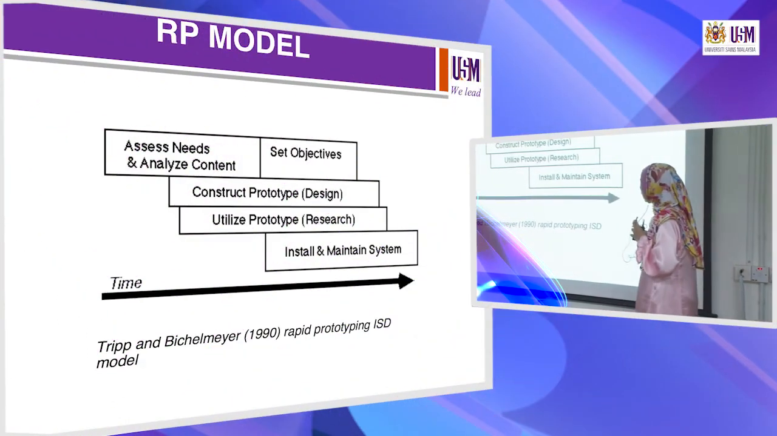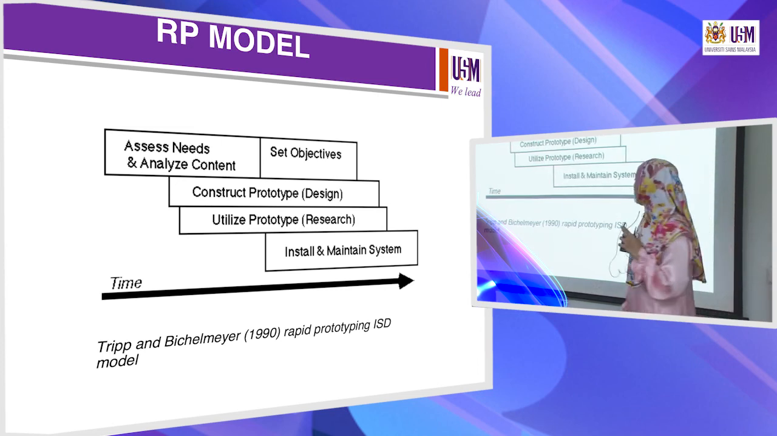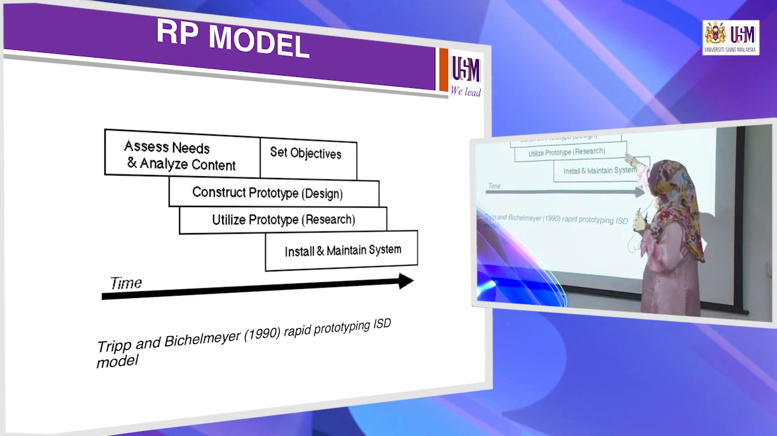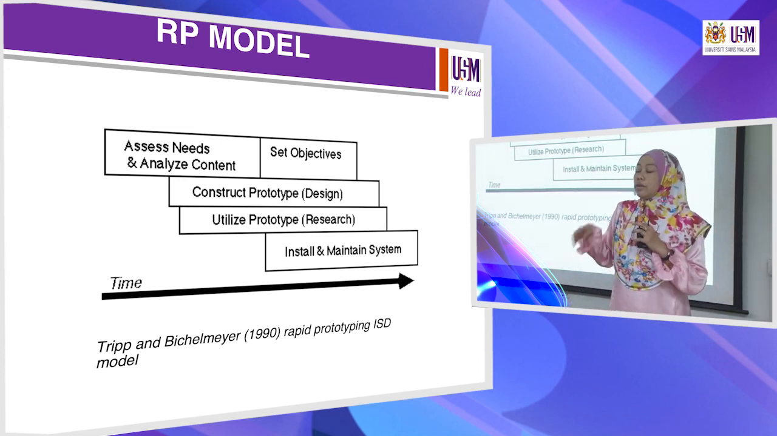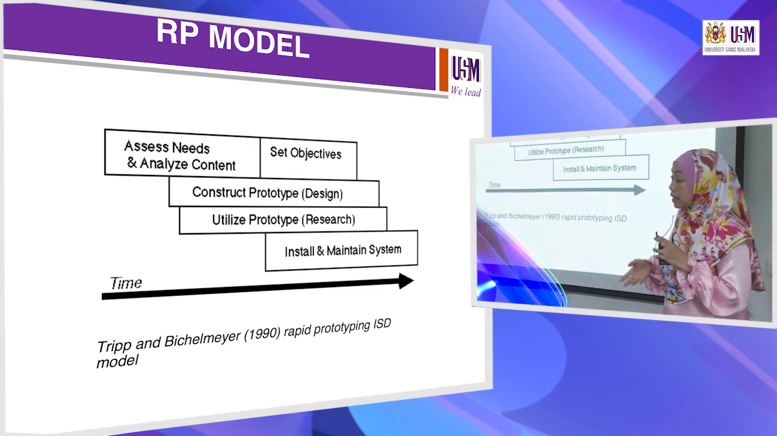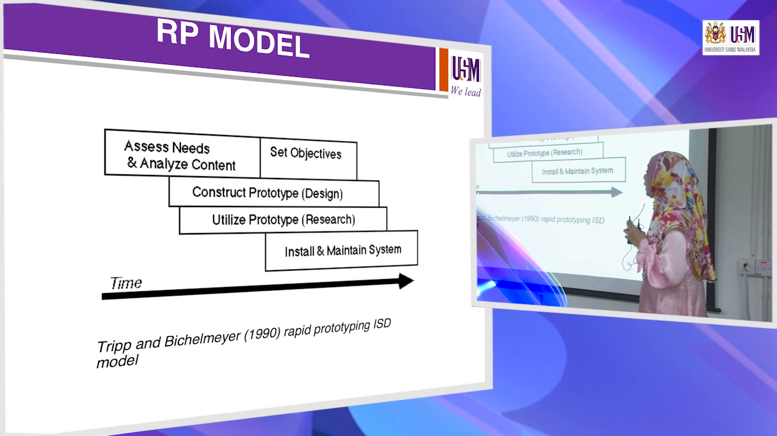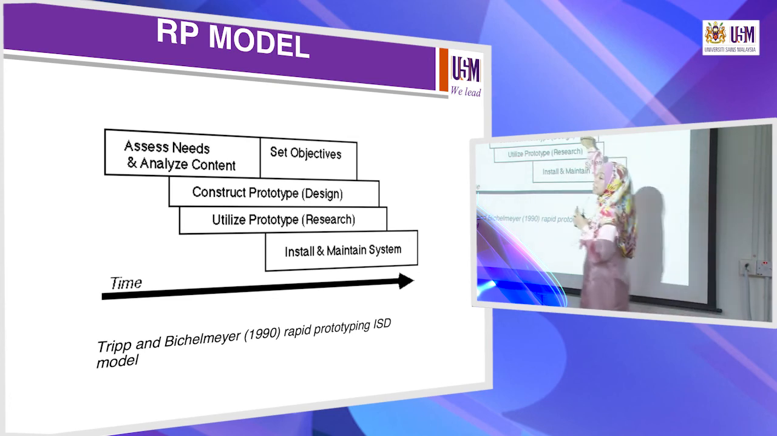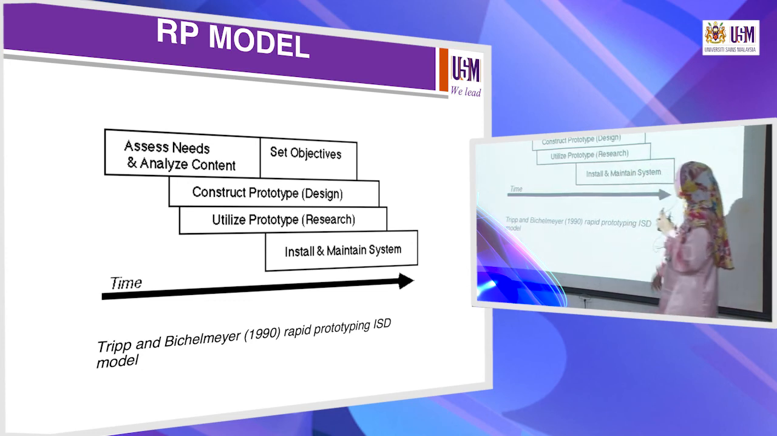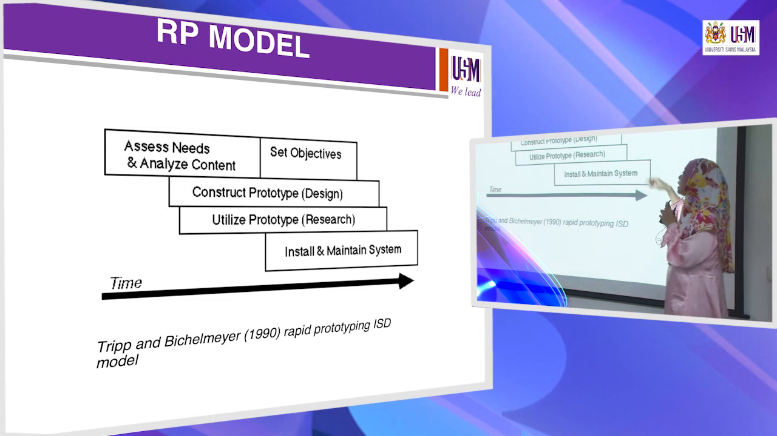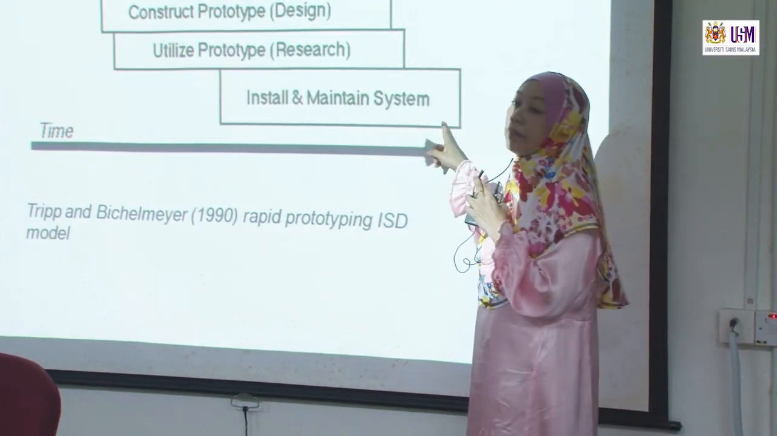This is a rapid prototyping model based on Tripp and Bichelmeyer, 1990. In here there is a part where we assess needs and analyze content. If you remember, in the project management work background structure that we learned before the semester break, we also did need analysis and content analysis, and we also set objectives. Then in rapid prototyping we construct prototype. This is the design phase. Then we utilize prototype, this is the research part, and then we install and maintain the system.